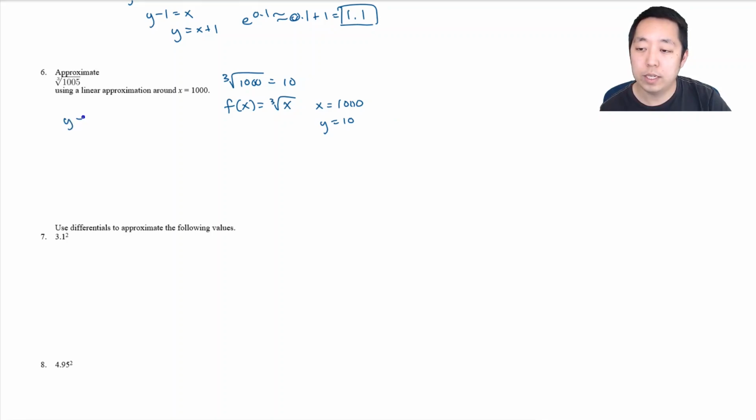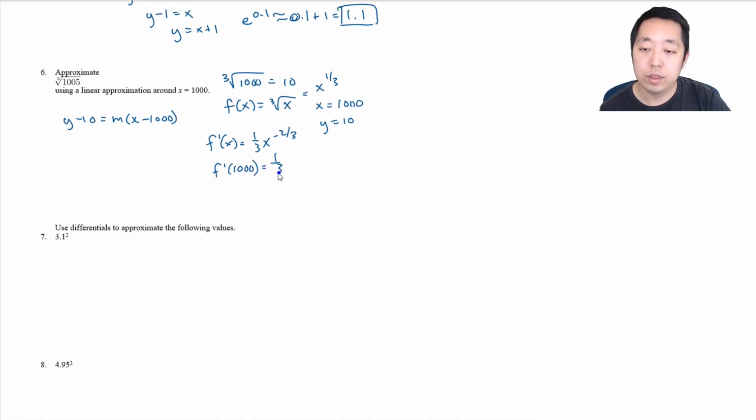So it's y minus 10 is equal to m times x minus 1,000. So I just need to compute what the slope is. I do that by computing the derivative. Well, this is a cube root of x. That's x to the 1/3. The derivative would be 1/3 x to the negative 2/3, right? And then I'm going to compute the derivative at 1,000.